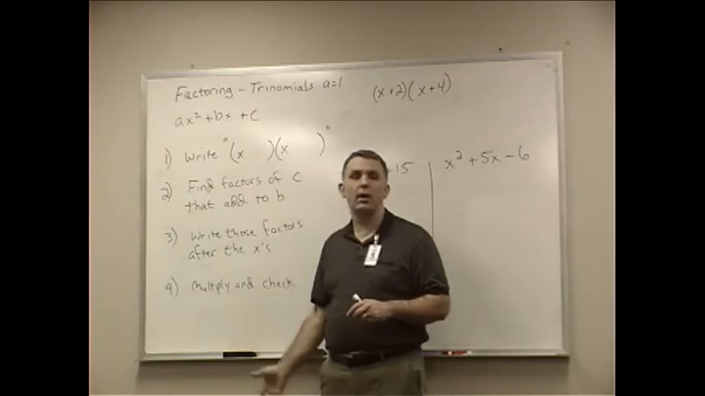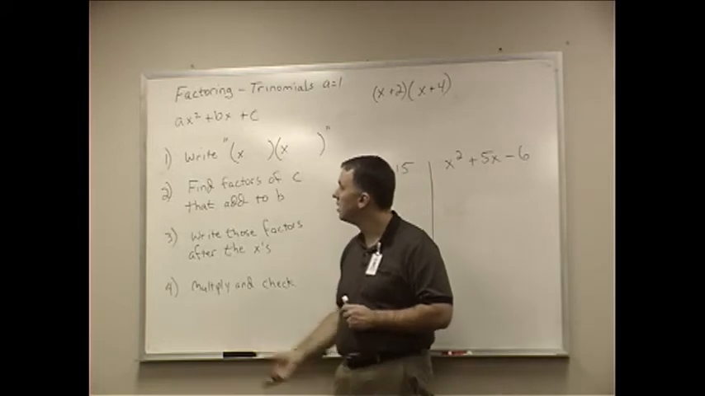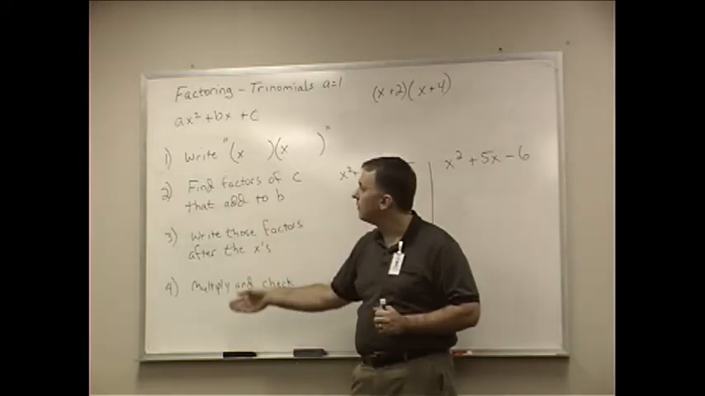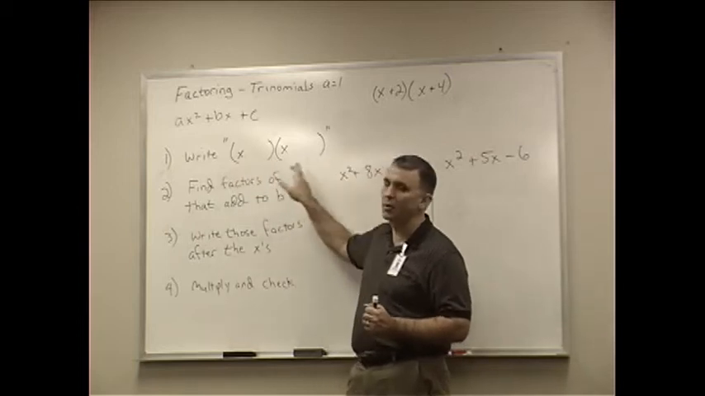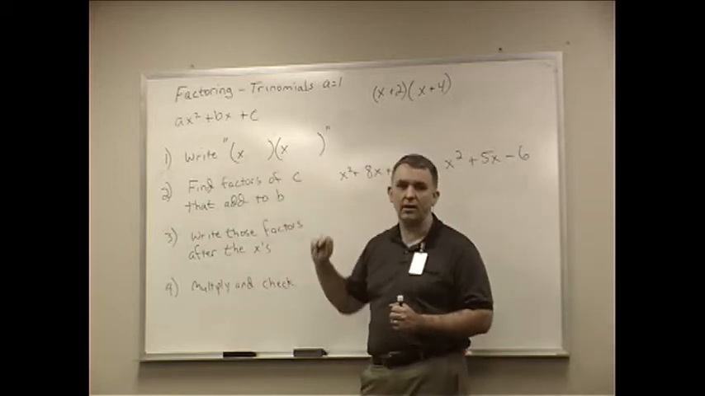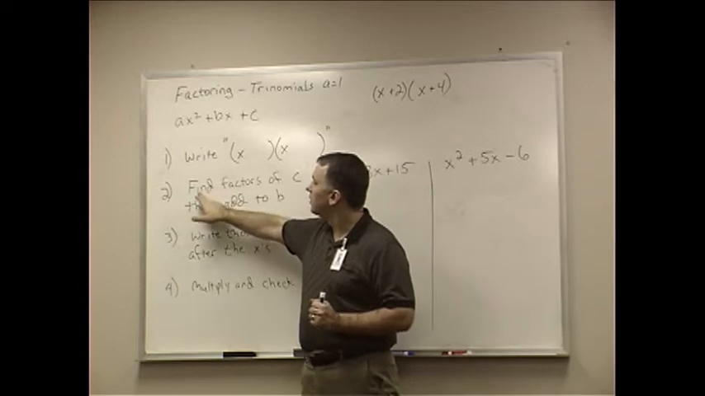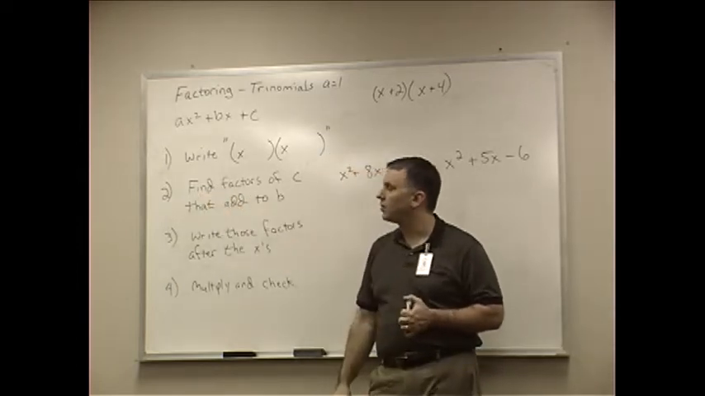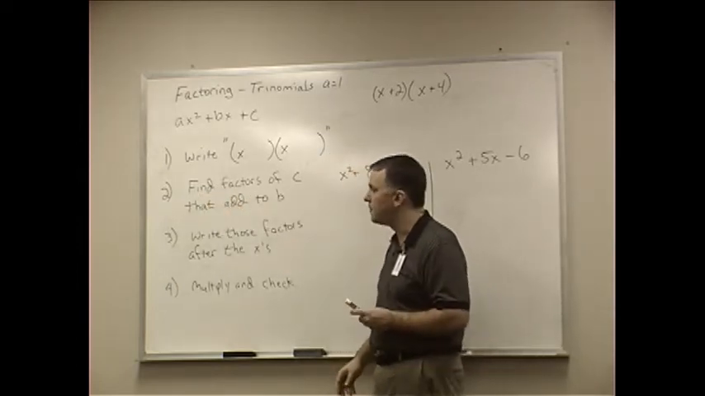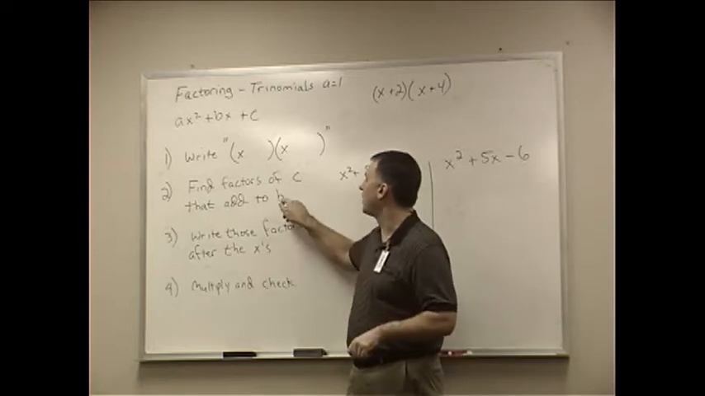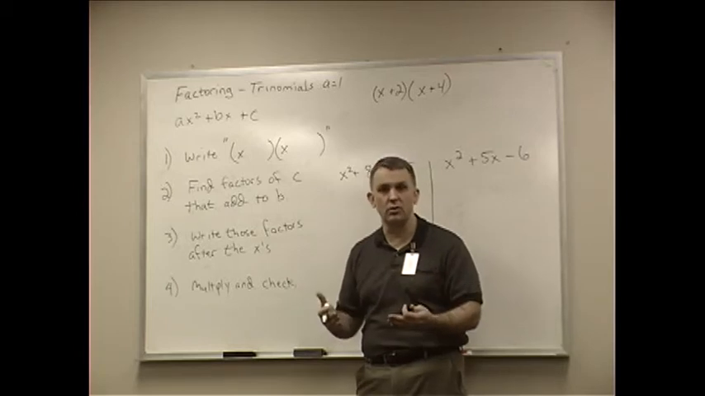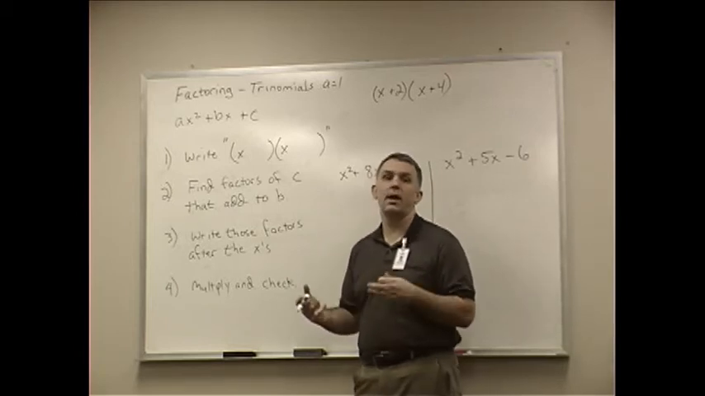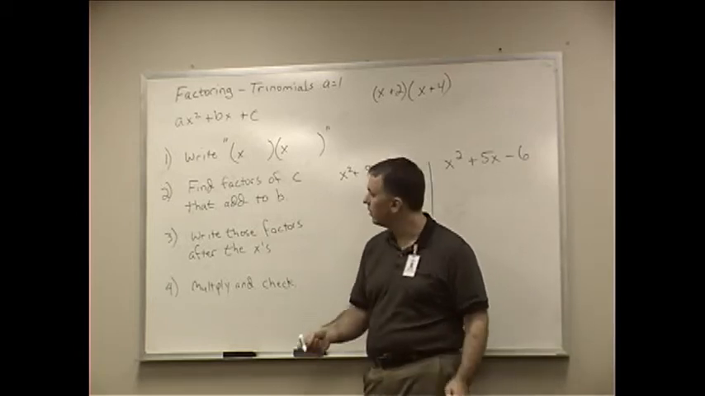I've got 4 quick little steps written up here. The first step is write, and literally I want you to put a couple sets of parentheses and an x and an x. The second step is find factors of c that add to b. A lot of you might be like, what the heck does that mean? Don't worry, we're going to walk through the procedure, and I want to explain why the procedure works.